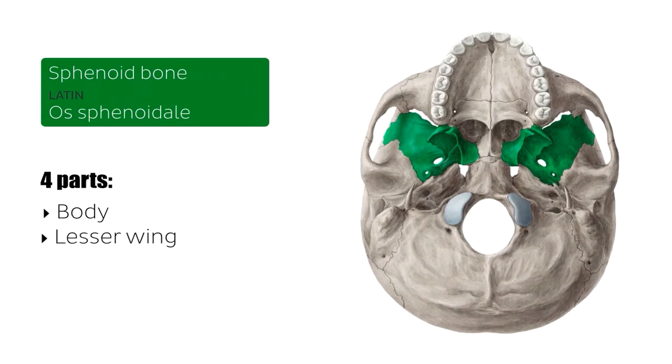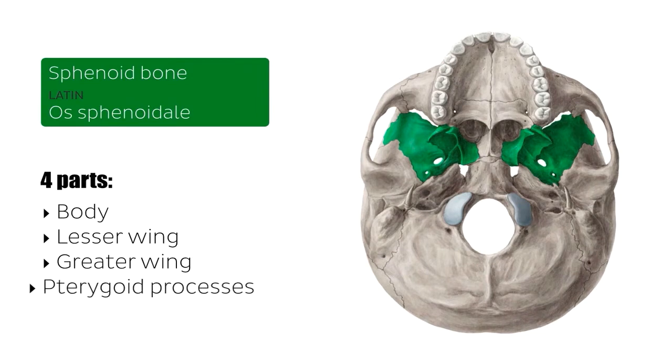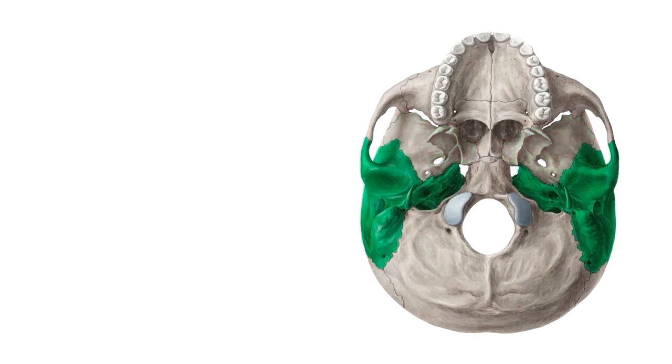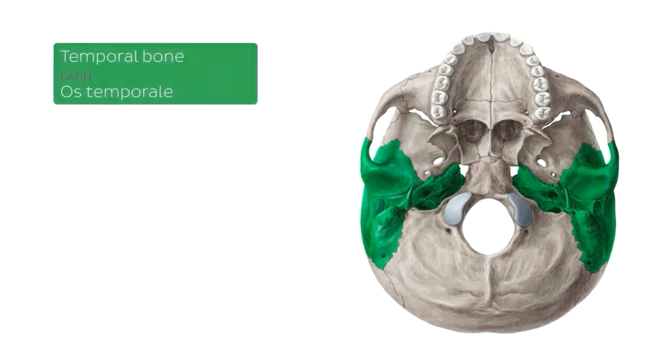The other part that is not very clear from here is the lesser wing, but we can see the greater wing. You notice here the greater wing of the sphenoid, and also the pterygoid processes, which we are also going to talk about. They're clearly seen from the inferior view of the base of the skull. The next bones that we're also going to be covering are known as the temporal bones.